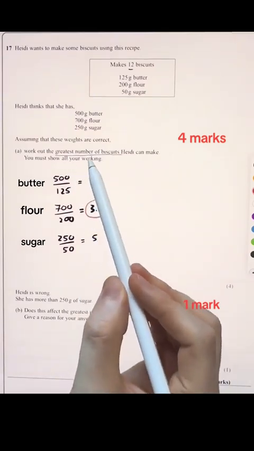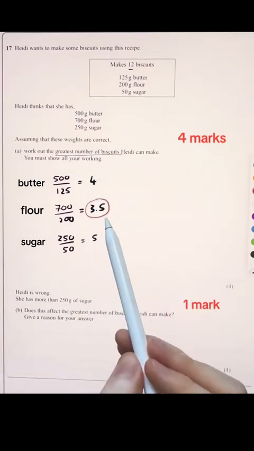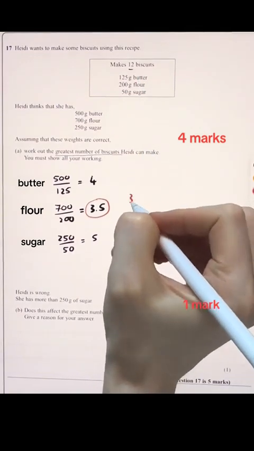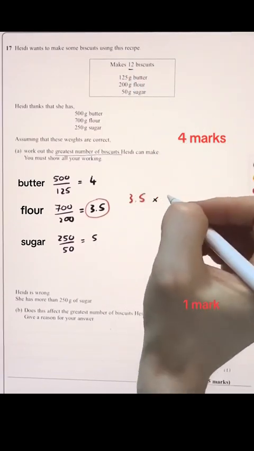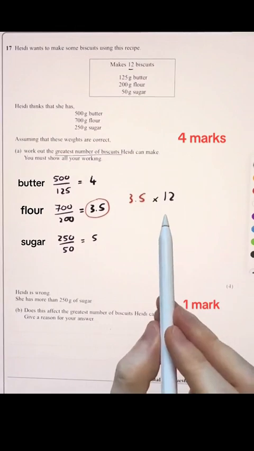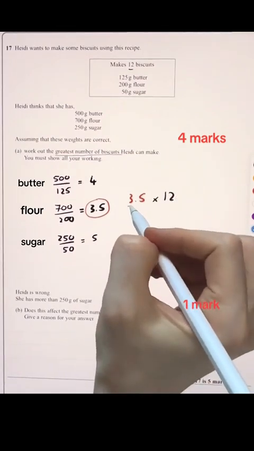As we want to work out the greatest number of biscuits that Heidi can make, we know she can make 3.5 batches. So it's going to be 3.5 multiplied by the number of biscuits in each batch, which in this case is 12. We're multiplying by a decimal. We could separate this as being the whole number multiplied by 12.